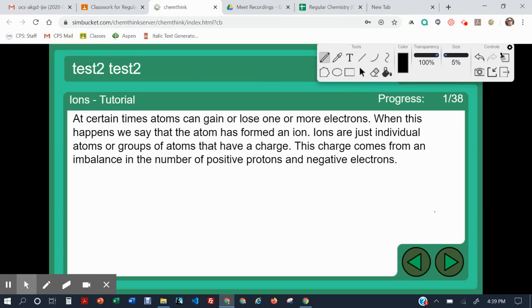At certain times, atoms can gain or lose one or more electrons. When this happens, we say that the atom has formed an ion. It's no longer referred to as an atom, it's referred to as an ion. Ions are just individual atoms or groups of atoms that have a charge. This charge comes from an imbalance in the number of positive protons and negative electrons. Let's go forward.